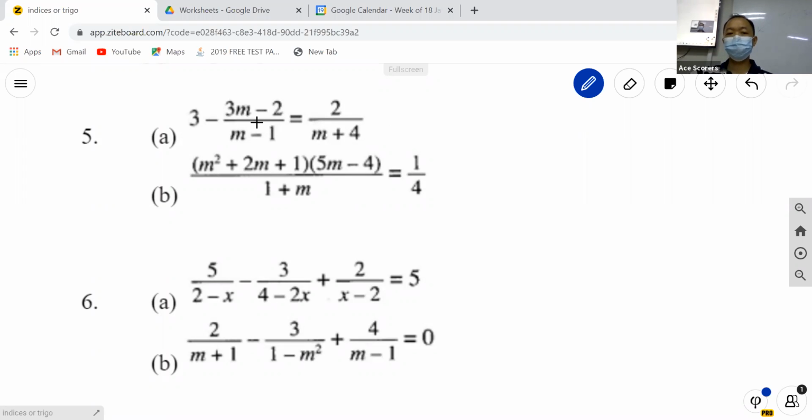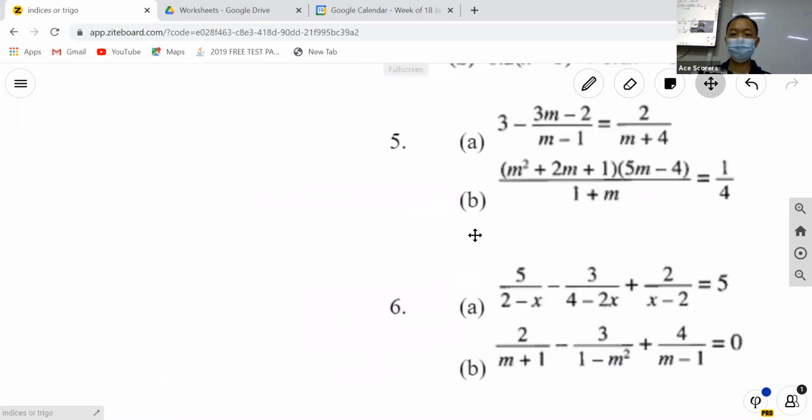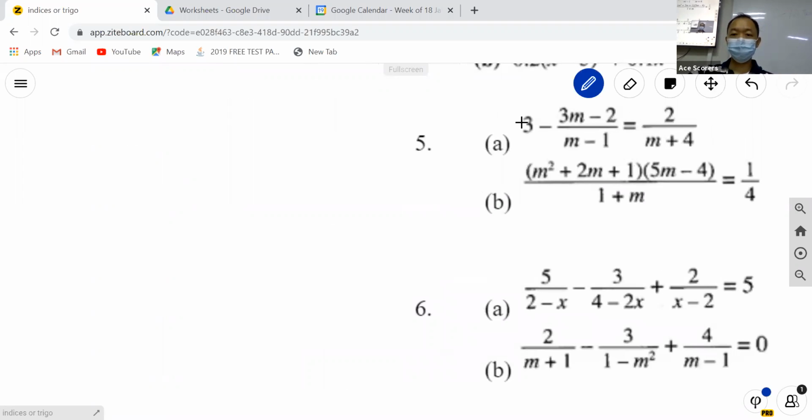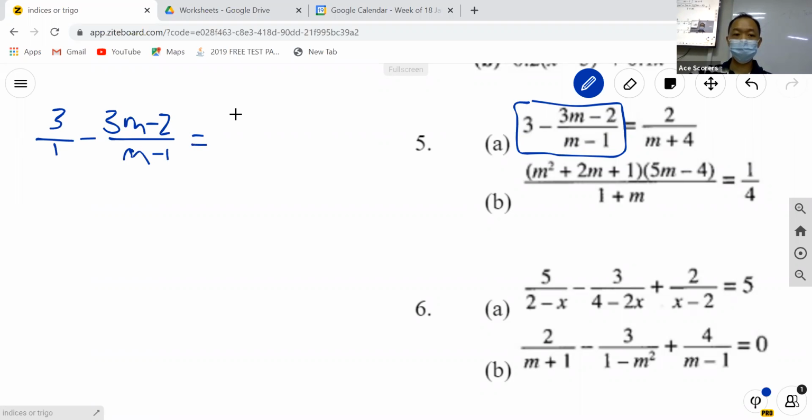So how to combine it into a quadratic equation? What I want to do is to combine these two first. How to combine these two? 3 whole, take away (3n minus 2) over (n minus 1), equal to 2 over (n plus 4). Because this 3 whole is just 3 over 1.